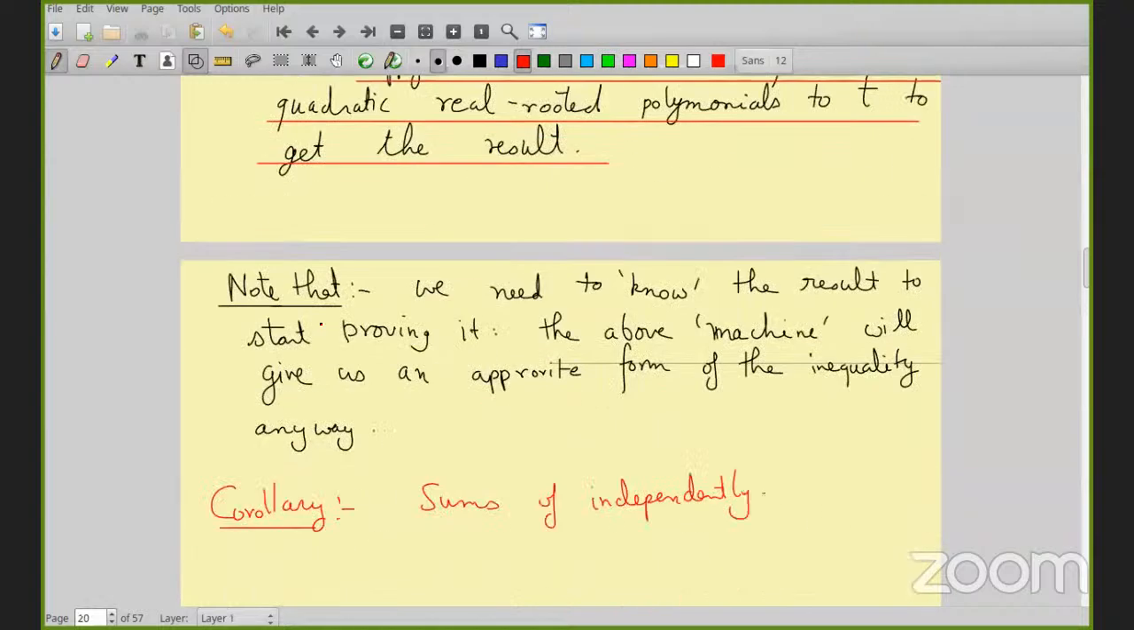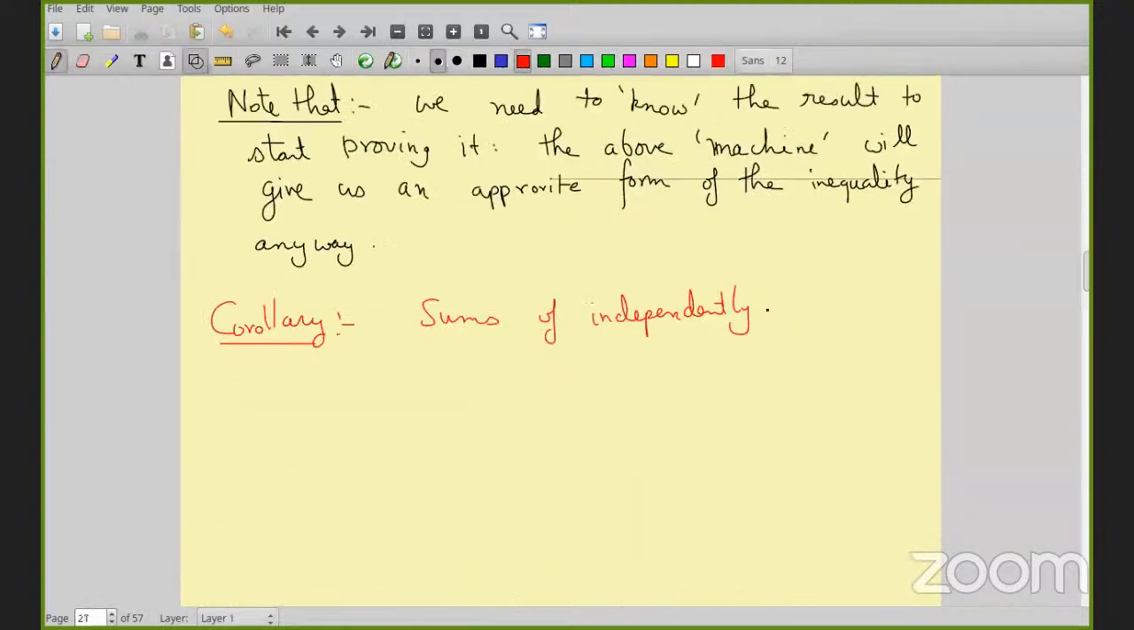Let's apply it to the problem. So sum of independent polynomials.